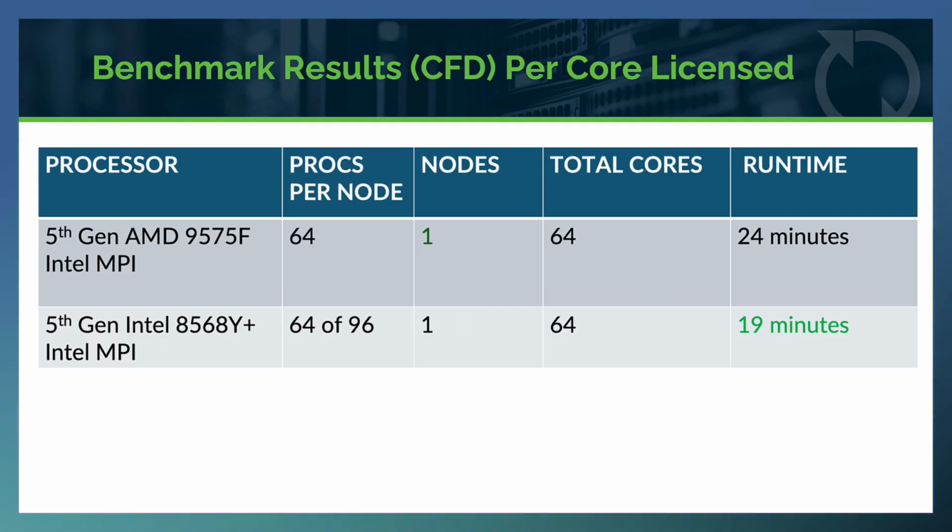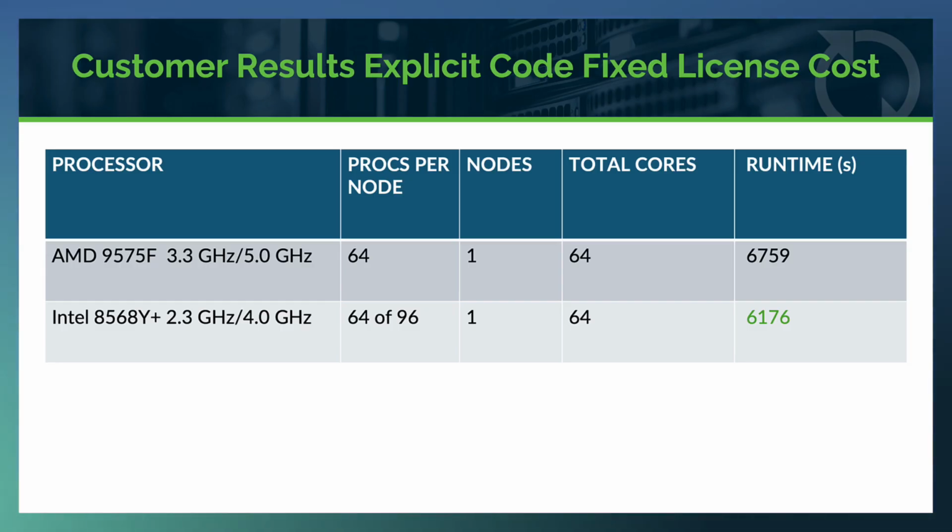Similarly, this is a per-core licensed CFD application, just to show that sometimes it can go back and forth. Memory bandwidth is kind of key in a lot of these, and in this case, it was slightly slower, but pretty much the same as the 5th Gen Intel. An explicit code here, similar story. While the Intel is slightly better when you undercore it because you have more L3 cache per core, both are fantastic results compared to previous generations.